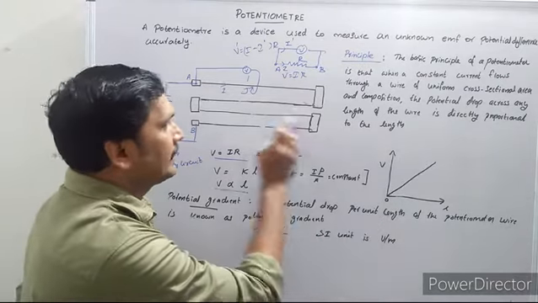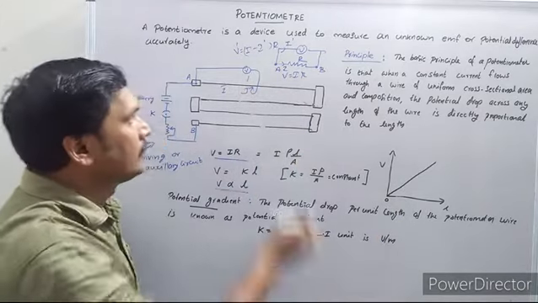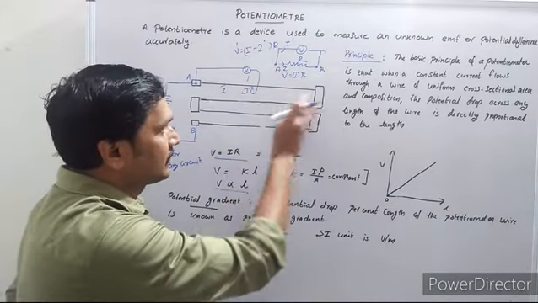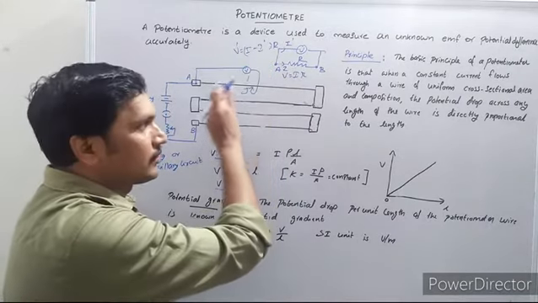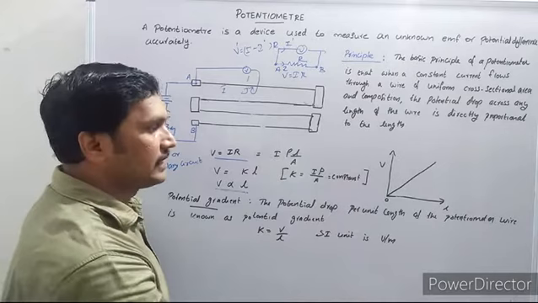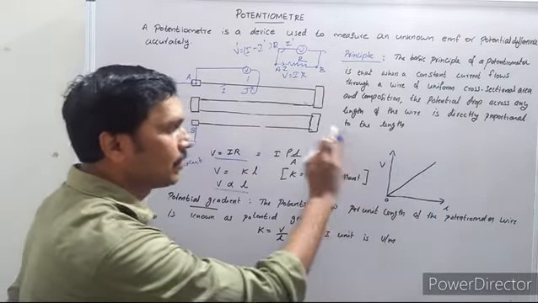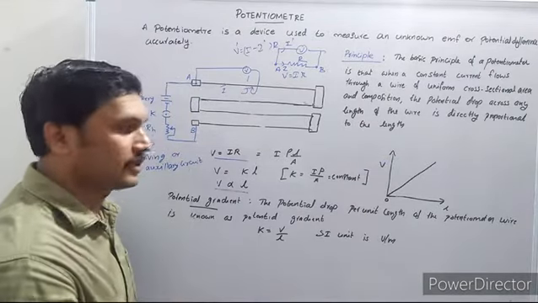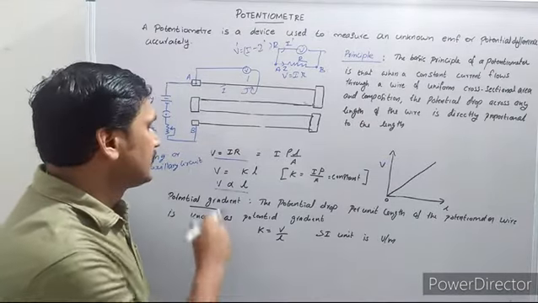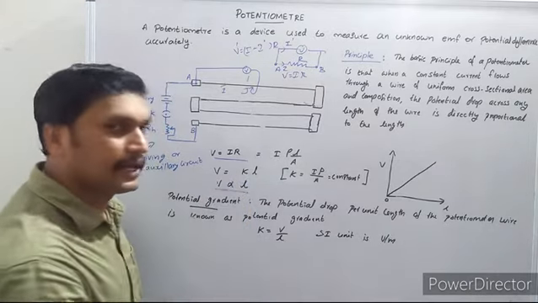Then, if you are plotting a graph between the voltmeter reading and the length of the wire, we can slide this jockey through the length of this wire, and we can measure the potential across each length. After that, if you plot a graph between the length and the voltmeter reading, we will get a straight line because V is directly proportional to L. And this V by L, equal to K, will be a constant.